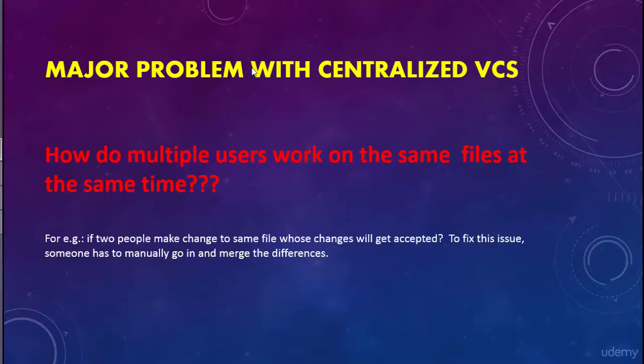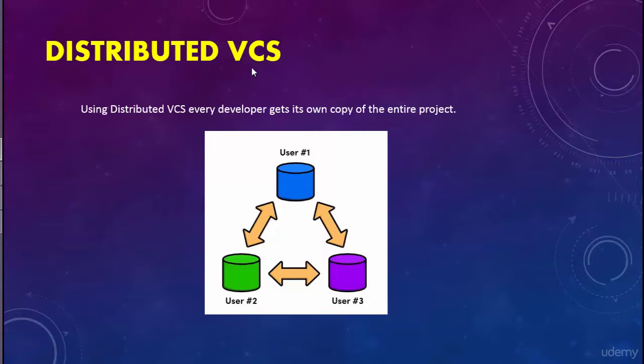So then they thought of this new version control system, which is also called the distributed version control system, which is way more powerful than the centralized version control system. And Git is also a distributed version control system. So what is this distributed version control system? In the distributed version control system, every developer gets their own copy of the entire project.